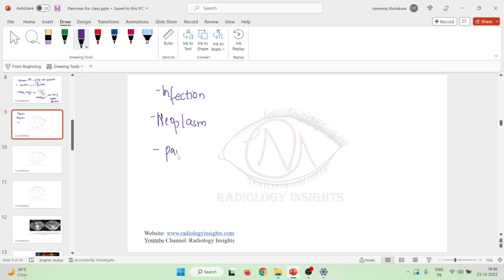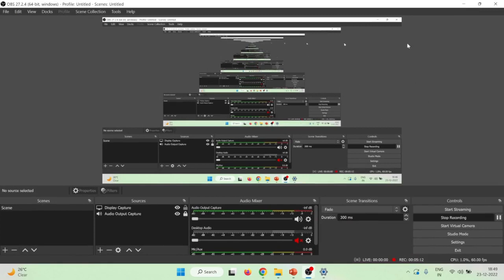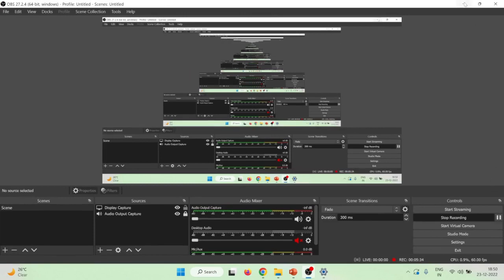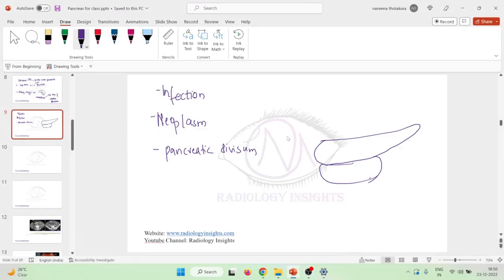Another cause is if the patient has pancreatic divisum. The pancreas develops from dorsal and ventral buds. The dorsal bud will give rise to the head, body, and tail of the pancreas, whereas the ventral bud will give rise to a small part of the head and the uncinate process of the pancreas.